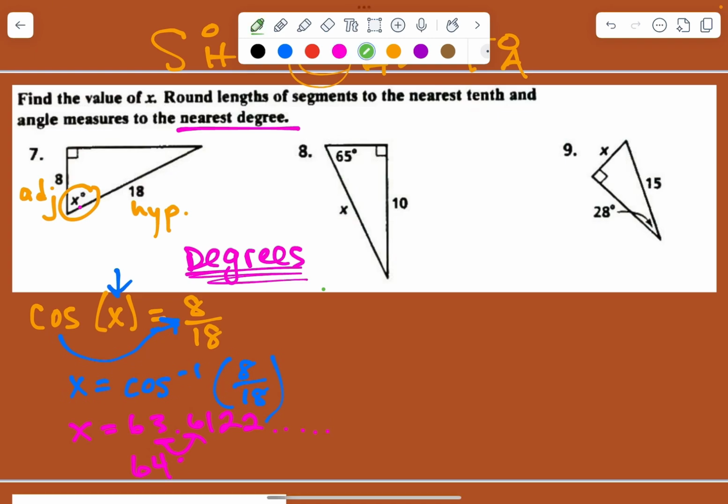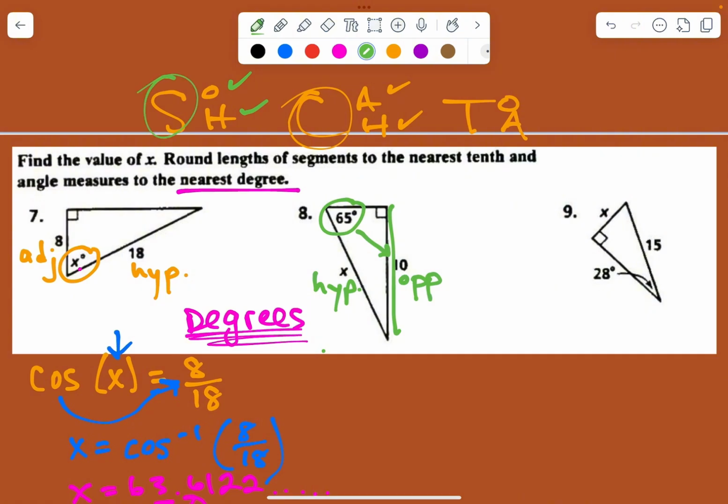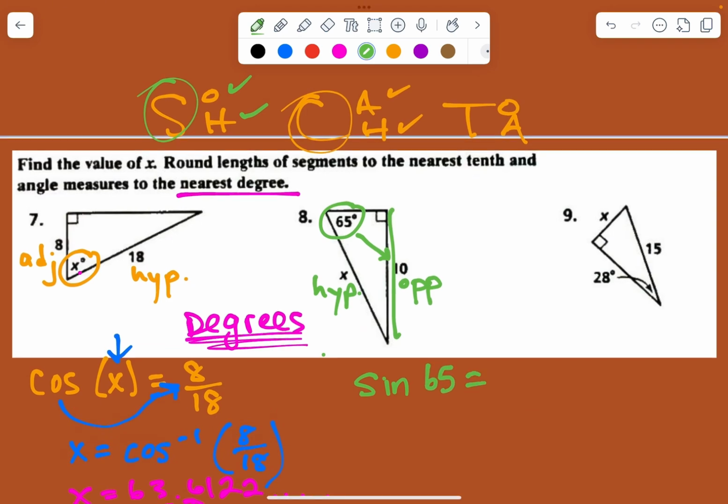Number 8, we have our angle right here. So we're going all the way across the triangle to the opposite side for 10, and then x is on our hypotenuse. So this time we have opposite and hypotenuse, opposite and hypotenuse. So that means it's going to be sine. So we have sine of 65 equals opposite 10 over hypotenuse x.